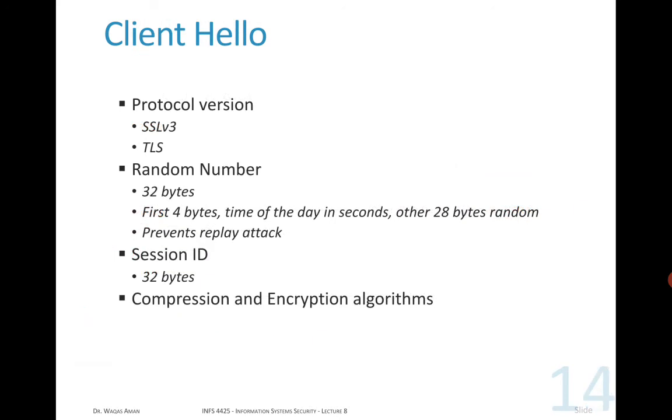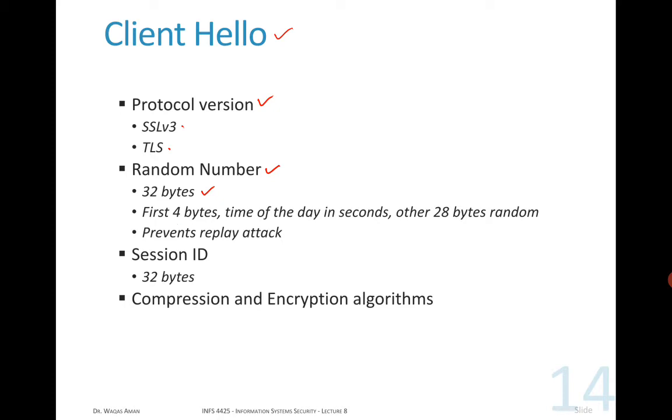Okay, we have already concluded it, so let's just revise it anyway. So what is the client hello message? It contains some information. First, it contains the protocol version. It can be either SSL or TLS. This is done to inform the server that this is the supported version by the browser. It also includes a 32-byte random number that we discussed is used for preventing replay attacks.